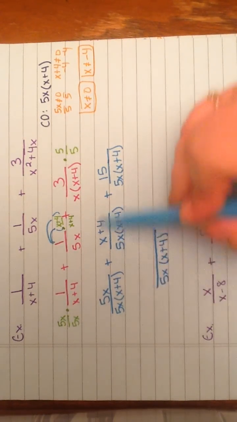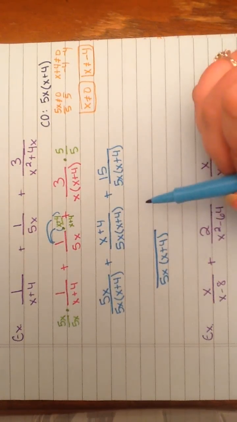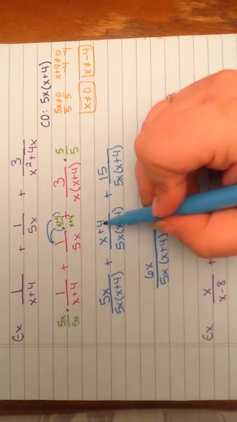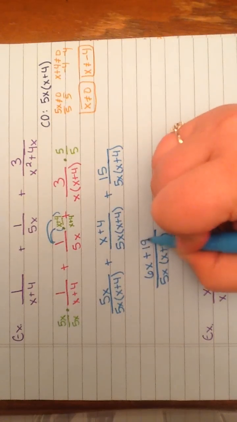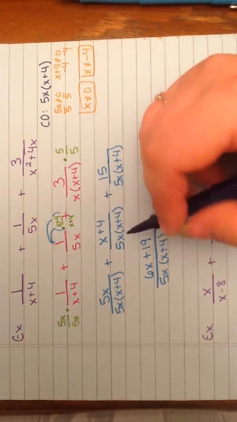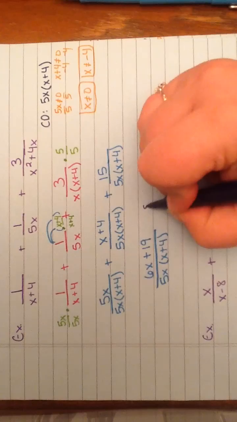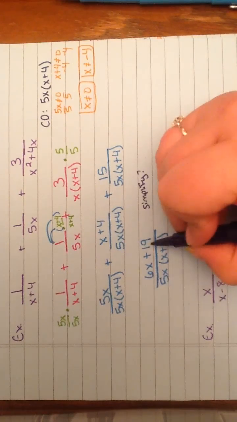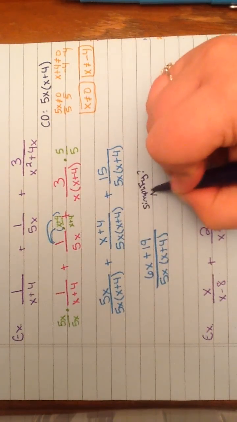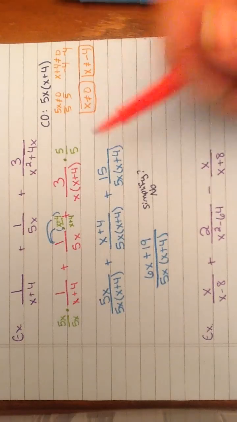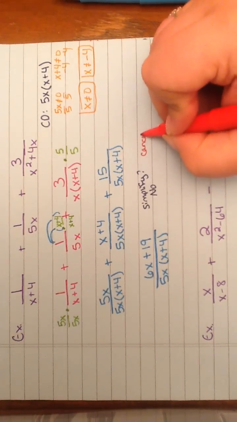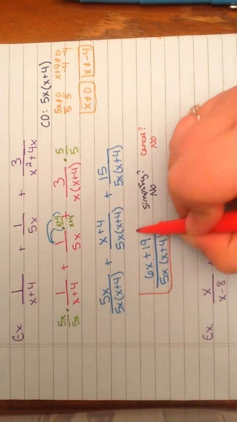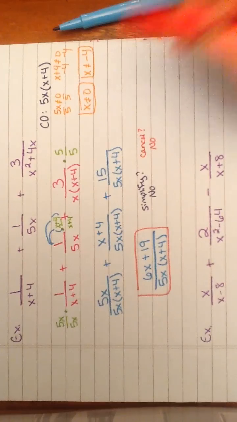So looking up here, like terms with the biggest degree: I've got a 5x, it has a like term of x, so that's 6x. I've got a 4 and a 15, so that's a 19. So now I need to look and see, does this simplify? 6x and 19. 19 is a prime number, so there's nothing that I can take out of there. So then if it doesn't simplify, can anything cancel? No. So this is our final answer, along with x cannot equal 0 and x cannot equal negative 4.